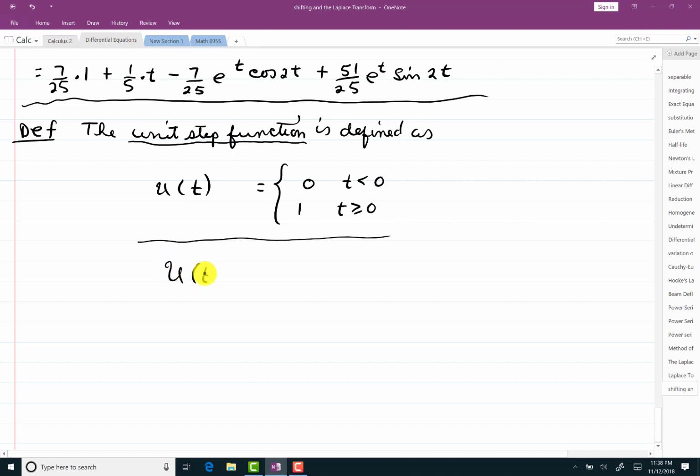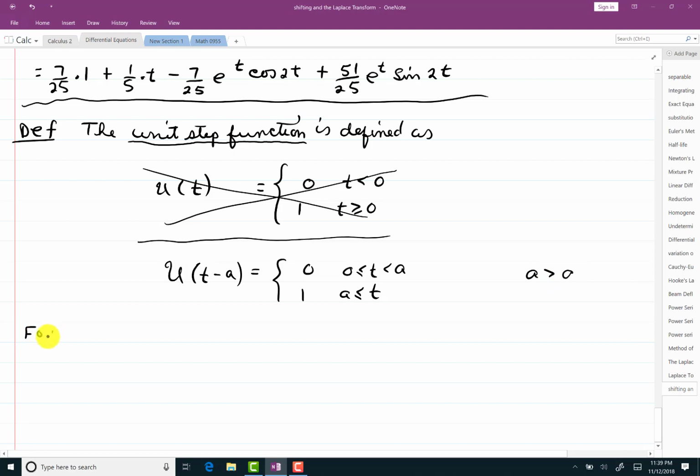U of t minus a will equal 0 when t is between 0 and a, and then it's equal to 1 when t is greater than or equal to a. This will give us control over the outputs of functions. I'm going to get rid of the other definition because I don't want that to be the one we use. Instead, I'm going to use this one. And a, of course, is a positive number of some sort.